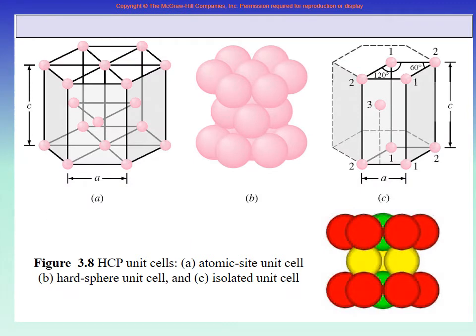So a schematic diagram again, right? You have a basic hexagon. So hexagon at the top, hexagon at the bottom, and then join them. So 6 corners at the top, 6 corners at the bottom. So 12 of these atoms, and one in the top center, one in the bottom center, one top face, one bottom face. And these 3 are inside.